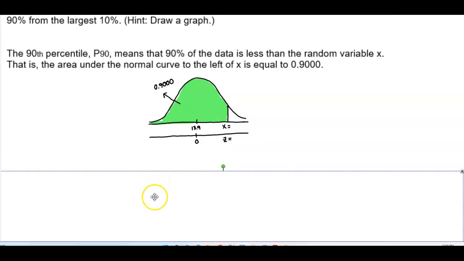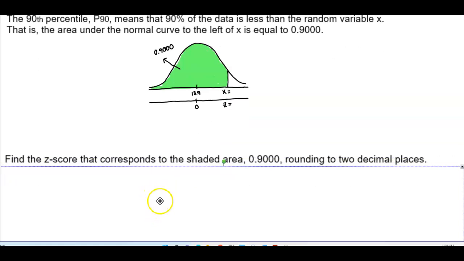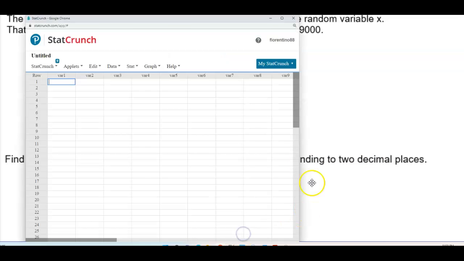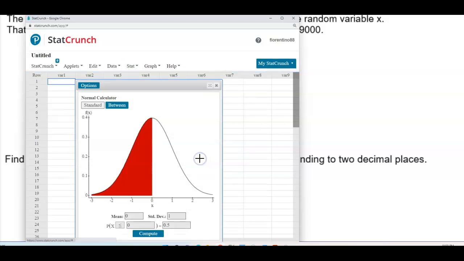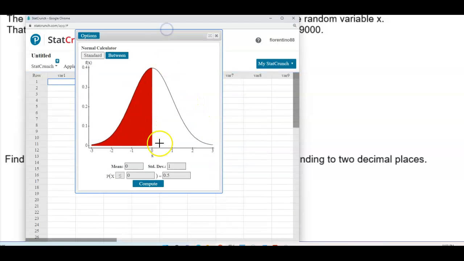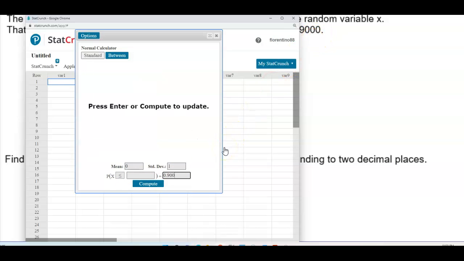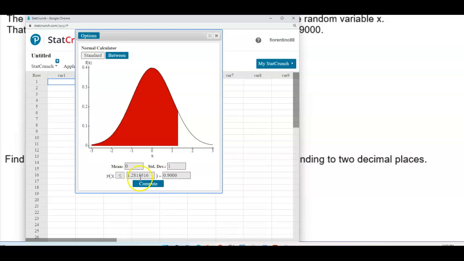So what we're going to do now is the following. We want to find the z-score that corresponds to the shaded area of 0.9000 to the left, and then round that to 2 decimal places. So we're going to go ahead and use StatCrunch. We're going to open up StatCrunch. We're going to select Stat, go to Calculators, and scroll down to Normal. Okay. We want to make sure that we have the less than or equal to, so it's pointing to the left. And then we're going to put in the area of 0.9000, and we're going to select Compute.